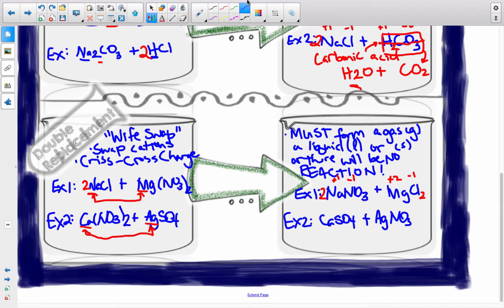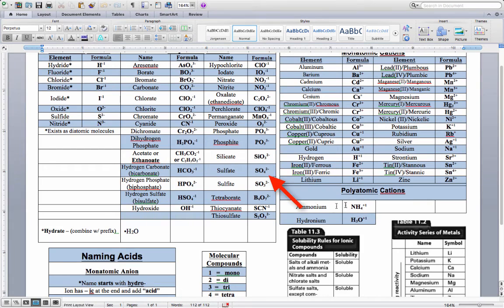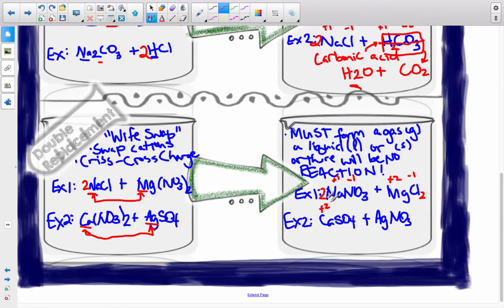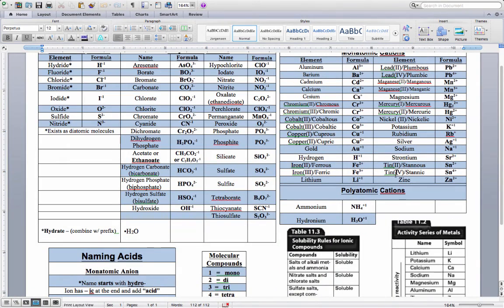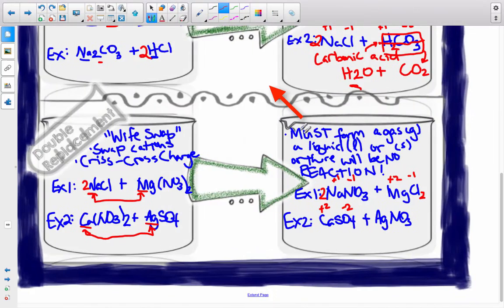Let's go back and check charges to be sure that our formulas are good. So calcium has a +2 charge, and let's check sulfate on our periodic table. Sulfate is down here. SO4 has a -2 charge. Great. And silver is here, +1, hanging out with nitrate. Nitrate is right here, -1. Oh good, look, a +1 and a -1. So these formulas don't need any adjustment. Their charges all cancel out.